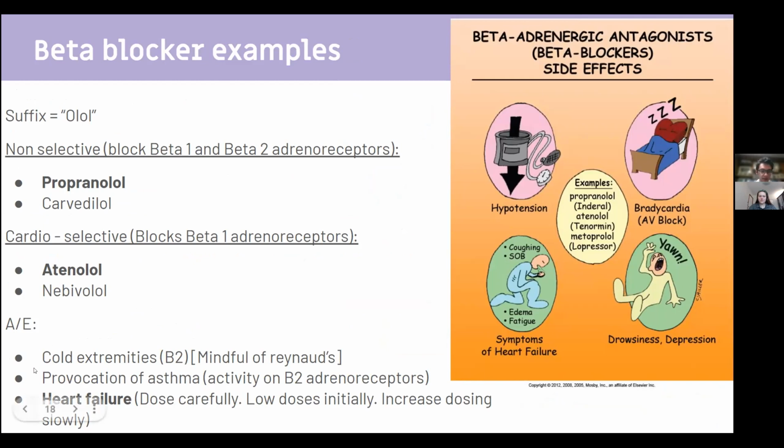They have adverse effects. They can lead to cold extremities, which is particularly important in Raynaud's disease, and provoke asthma by activity on beta-2 adrenoreceptors. Remember, both beta-1 and beta-2 beta blockers can't be used if someone has asthma. They're contraindicated because even though it's cardioselective, there is a slight cross-reactivity, unfortunately. Really important is that beta blockers can lead to heart failure in too much doses. So you've got to dose very carefully, low doses initially and increase doses slowly.